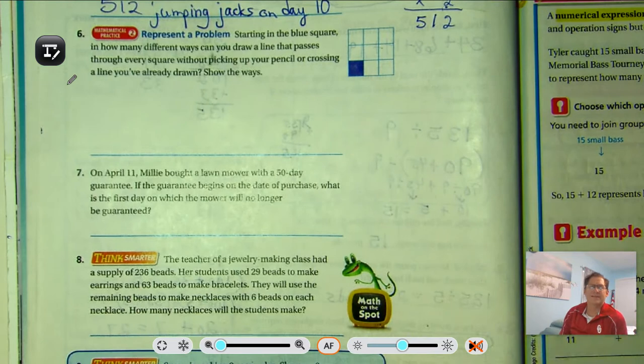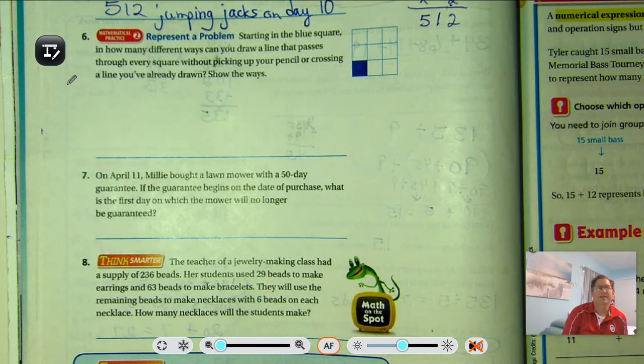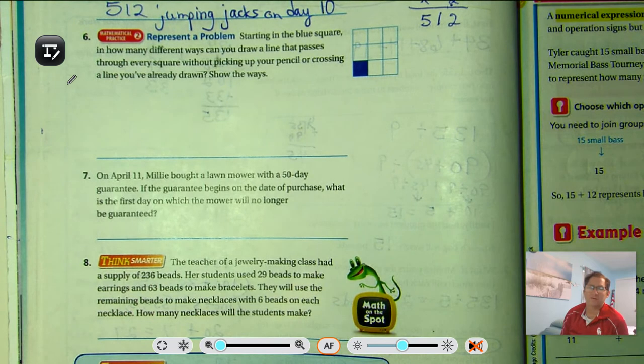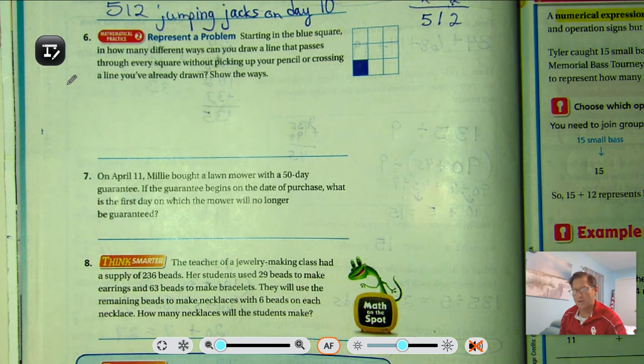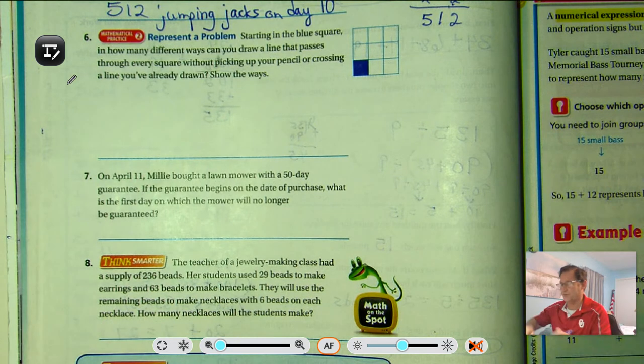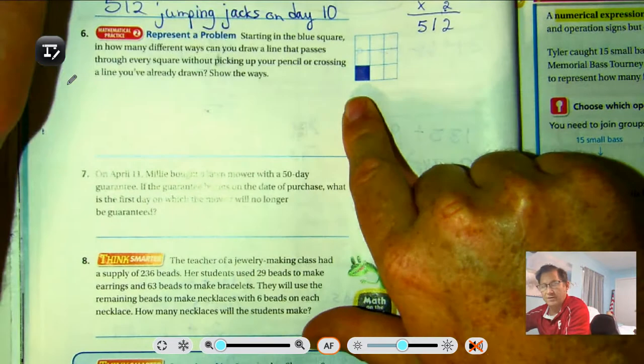Number 6, starting in the blue square, how many different ways can you draw a line that passes through every square without picking up your pencil or crossing a line you've already drawn? Show the ways. All right, so there's multiple ways you do this. So you just choose the blue square and start somewhere.